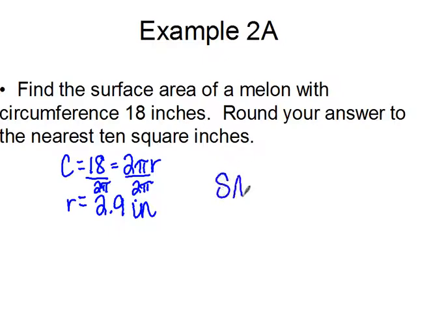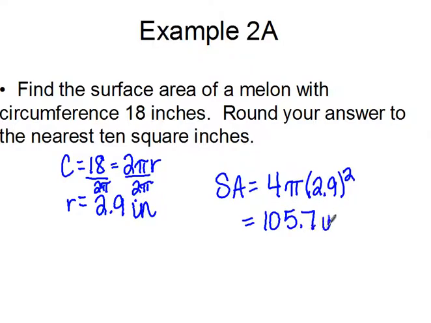So then we do surface area, 4 pi radius squared. Okay, so 4 pi times 2.9 squared. We get 105.7 inches squared. Okay, surface area is not too bad. You got to know the formula. You got to know 4 pi r squared.